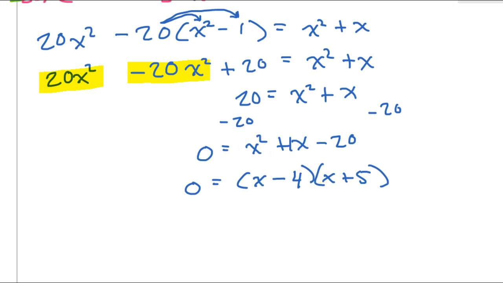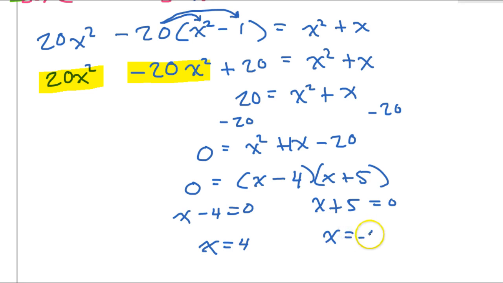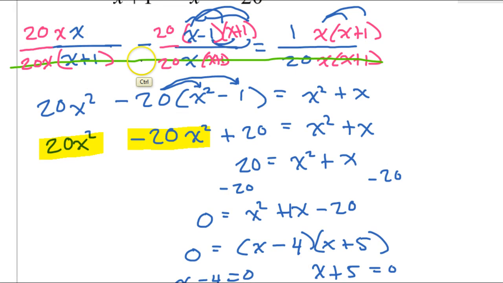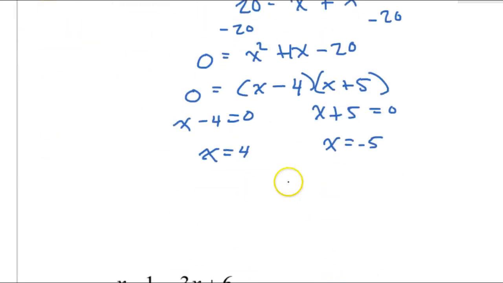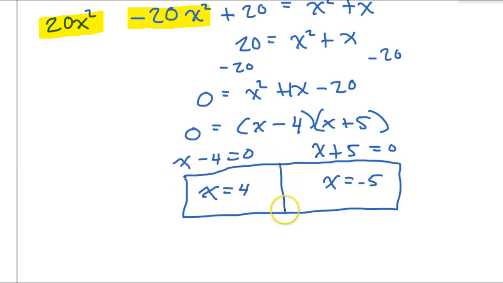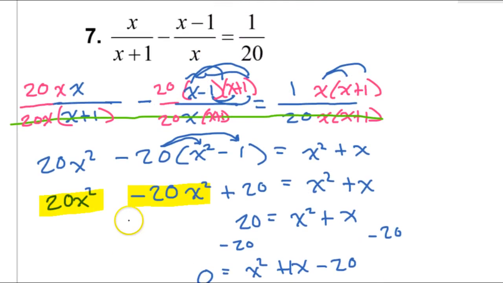So now I can set each of these factors equal to 0. So that's going to give me x equals 4 and x equals -5. All right, I'll just do a quick check to make sure that none of those are extraneous. Nope, these are both fine. None of these cause a 0 denominator. So these are the solutions to problem number 7.